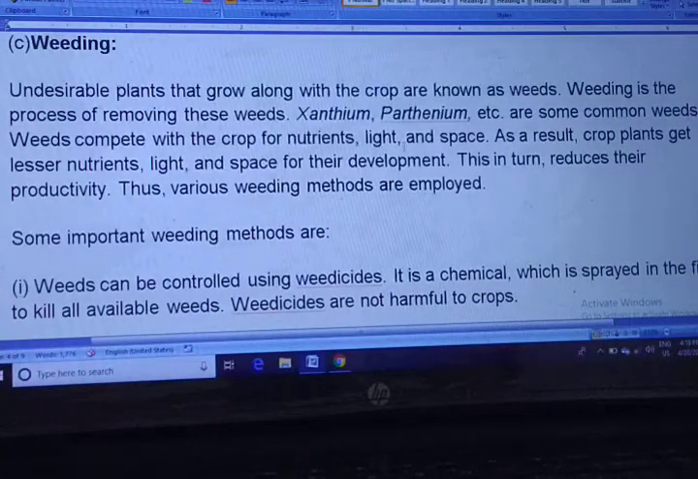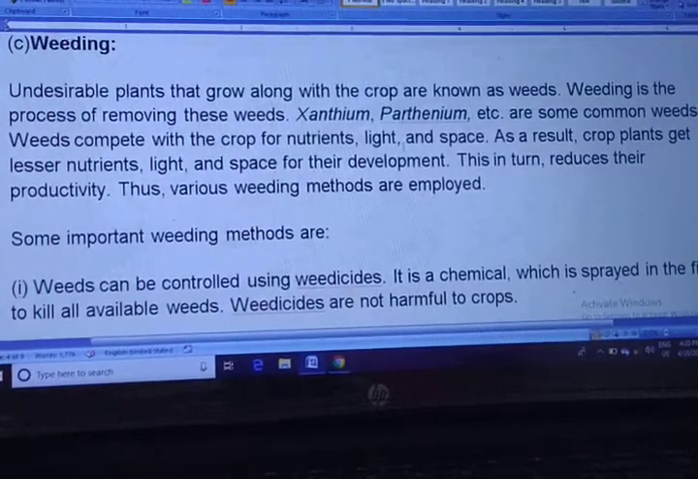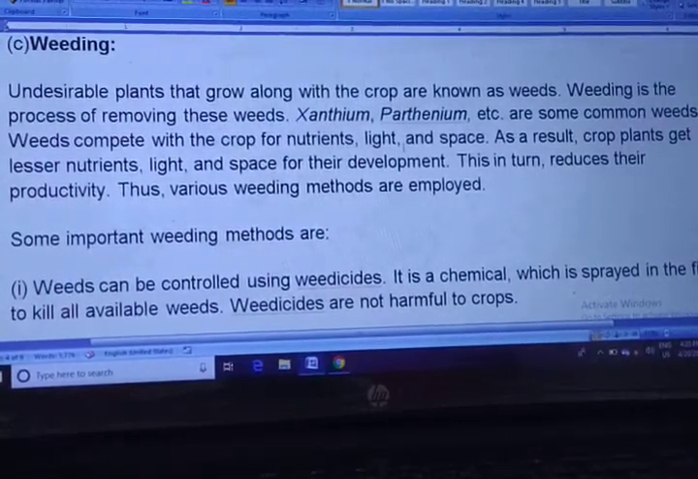Weeding: undesirable plants that grow along with the crops are known as weeds. You will see they are without any use. You have not planted that type of seed, but they still grow in your field, like grass. Have you ever put a seed of grass so that grass should grow in your field? Never. So these are called undesirable plants. They grow in our field without any reason. So undesirable plants that grow along with the crop are known as weeds.